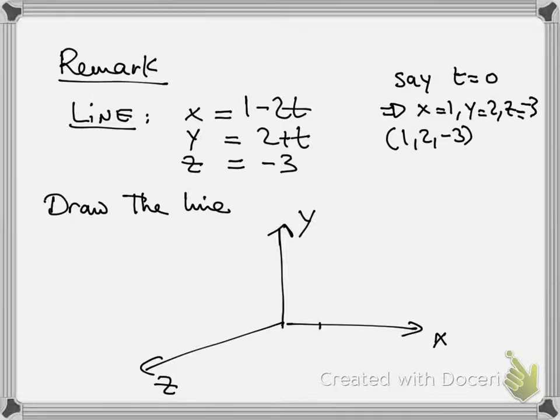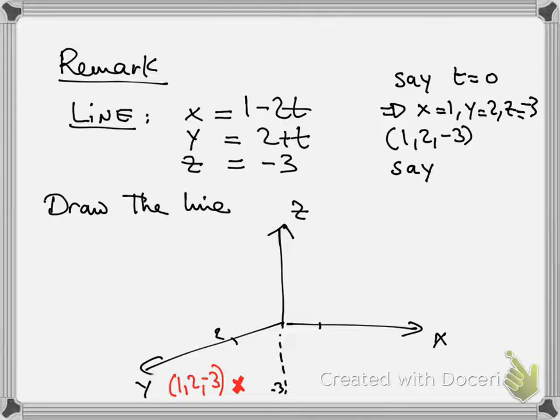So let's say here's 1. Sorry, this is supposed to be z here, and here's supposed to be y. Okay. So 1, 2, -3. So here's a 2. And here, of course, somewhere here, -3. So let's say you get this point here. This is the point 1, 2, -3.